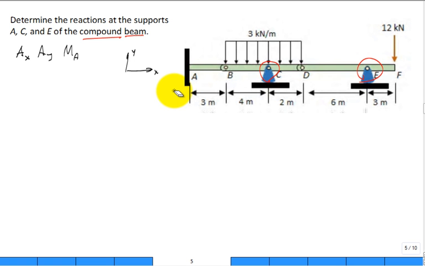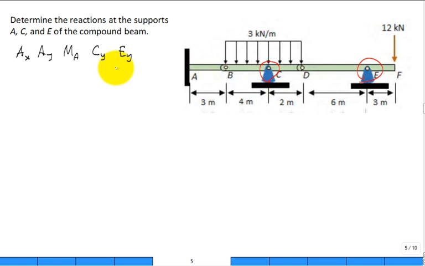I'm going to draw it in a second, but that's our M sub A, unknown at that fixed support. And then we have C in the Y, maybe you draw it that way, and E in the Y. Maybe you draw it that way. Now, I count them up, 5 unknowns.